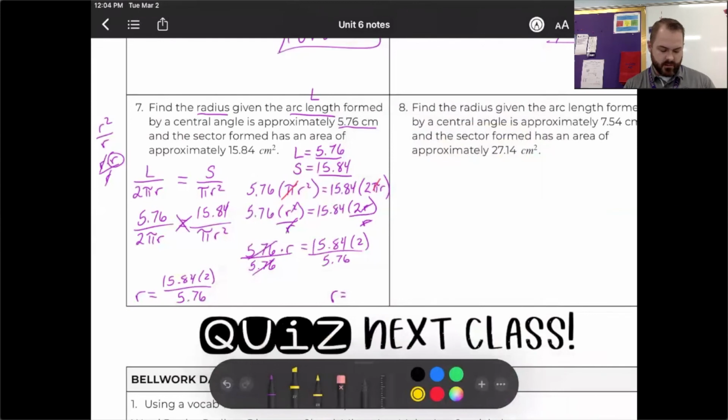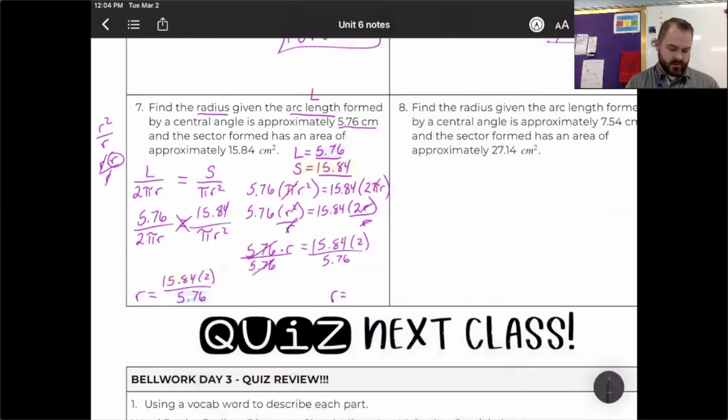15.84 was our sector area, not surface area, sector area. And 5.76 was our arc length. So the radius ended up being equal to sector area times 2 divided by arc length. This is the shortcut formula we can use from now on.